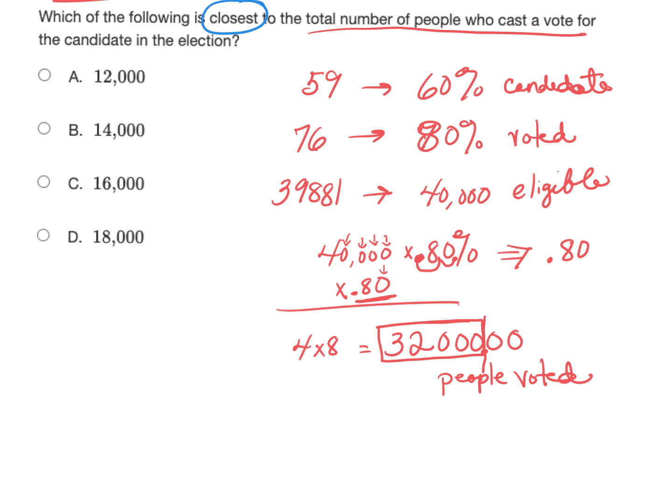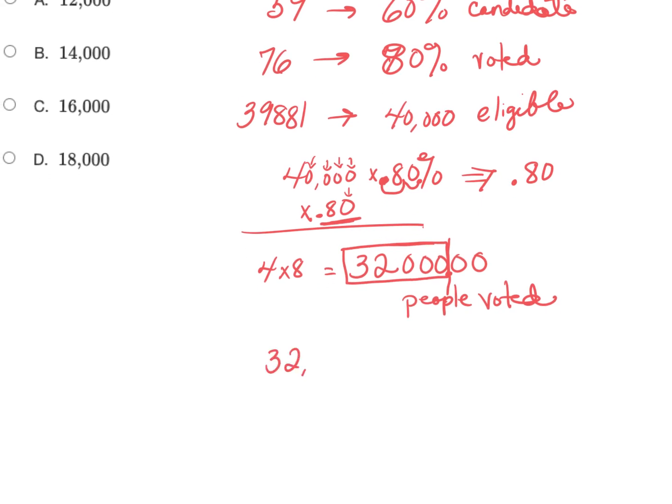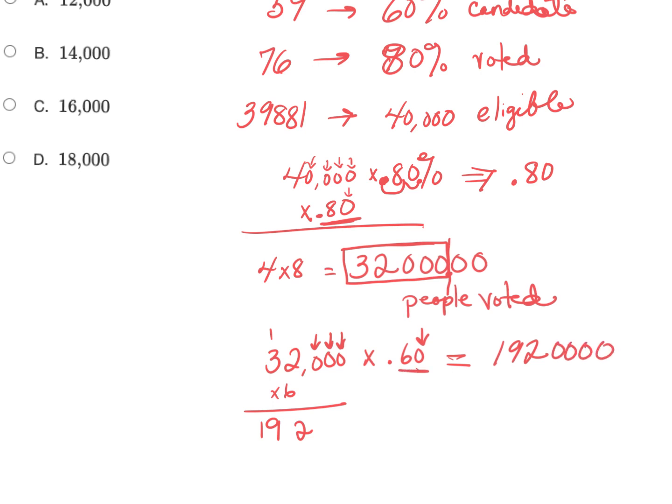Now we can determine the total number of people who voted for the specific candidate, which we rounded to 60%. We're going to do the same thing again. I'm going to take my 32,000 people and multiply it by 0.60, which, with all my zeros, is just multiplying 32 times 6. So 6 times 2 is 12. 6 times 3 is 18, plus 1 is 19. So my answer is 192, but then I have 4 zeros here. But again, I have 2 places behind the decimal point, so 2 of those zeros are behind the decimal point. So my final answer is 19,200.